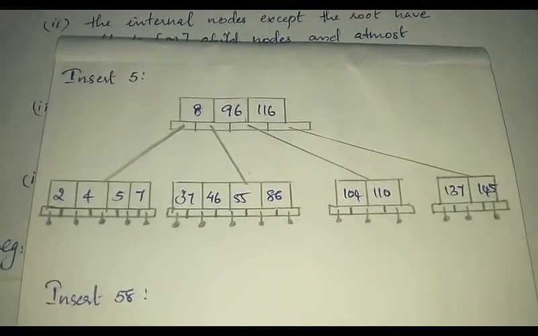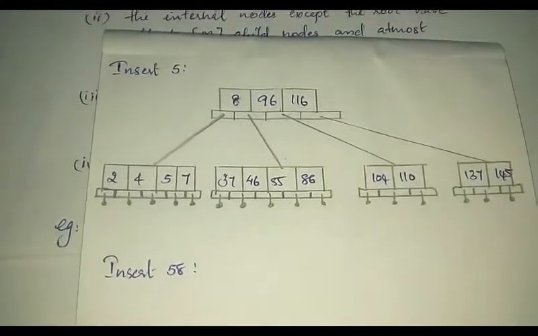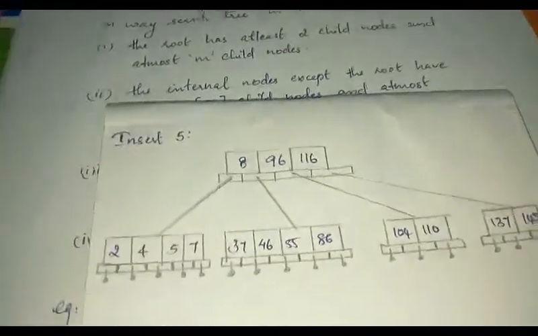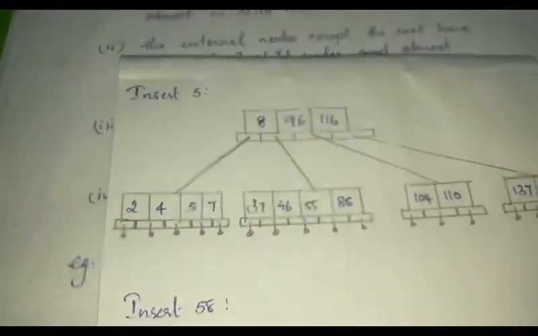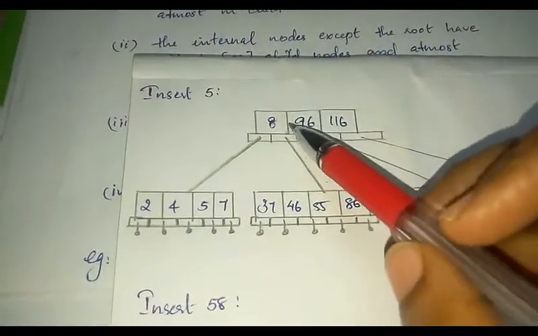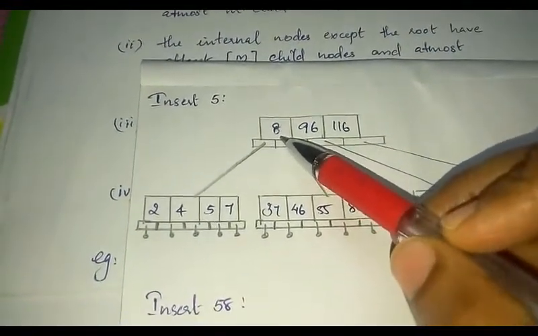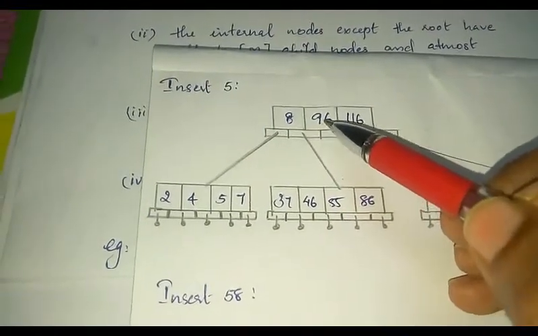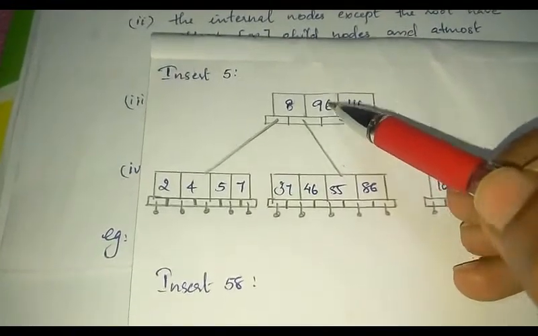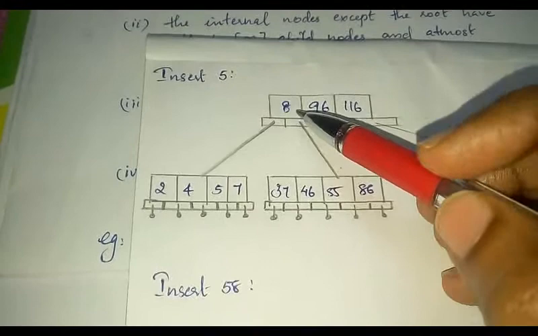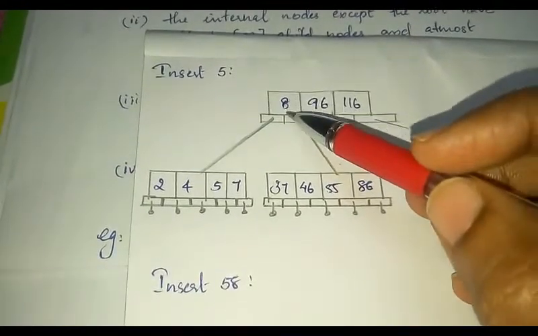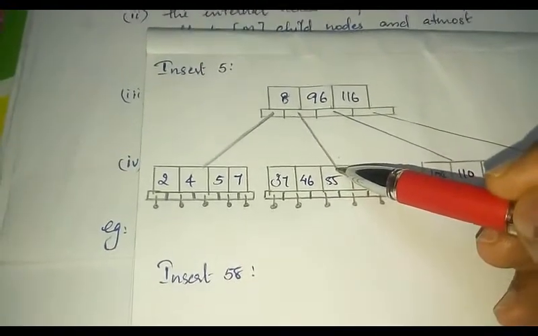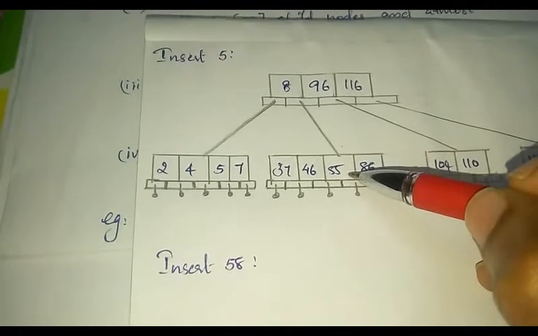Now to insert 58. Starting from the root, we have to look in which child node 58 is to be inserted. Checking with the first key value of the root, since 58 is greater than 8, we will go to the next key value. Now we can see that 58 is less than 96. That means 58 should be inserted to the subtree which is in between 8 and 96. So it will go to this particular node, and now 58 is to be inserted along with this node.